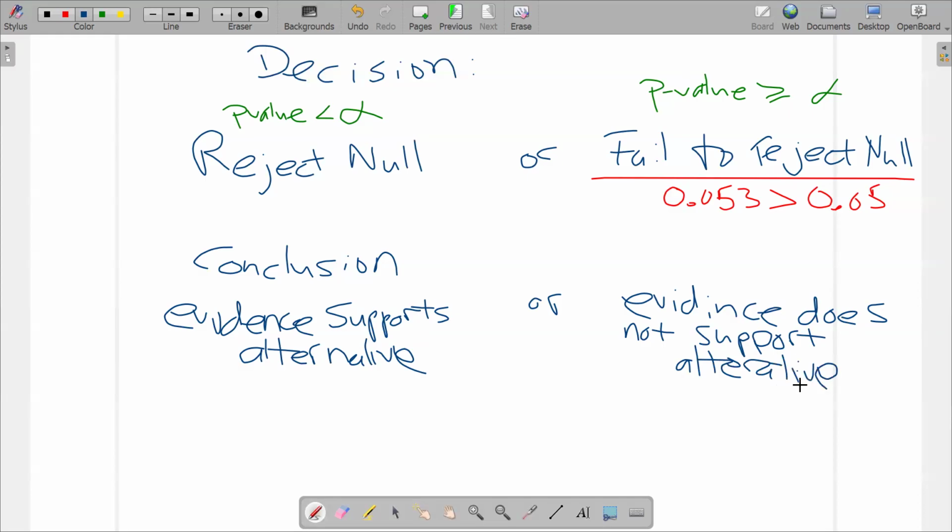For my hypothesis test, since I came up with a bigger p-value, I'm in the right column here. My evidence does not support the alternative because I failed to reject the null, because my p-value is too high. What that means is it's close enough to 15 parts per billion given the sample size.